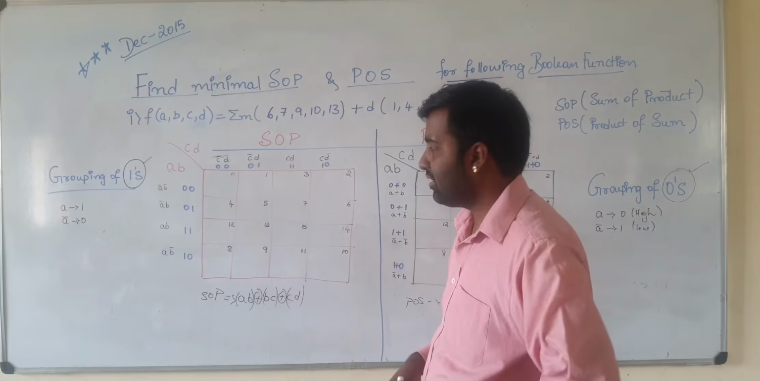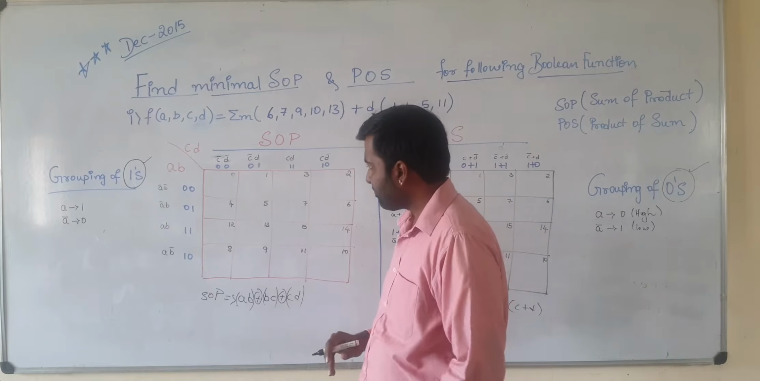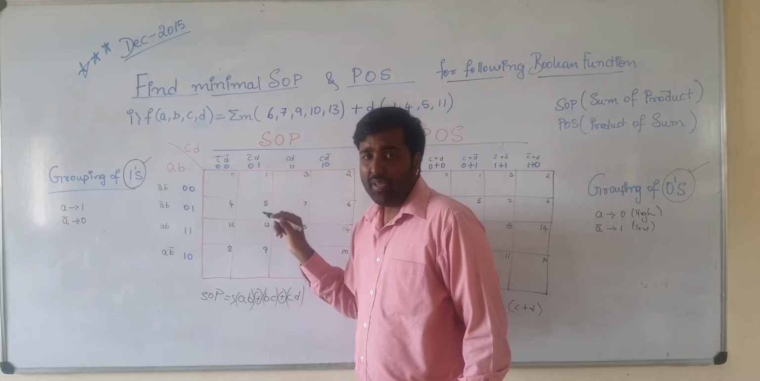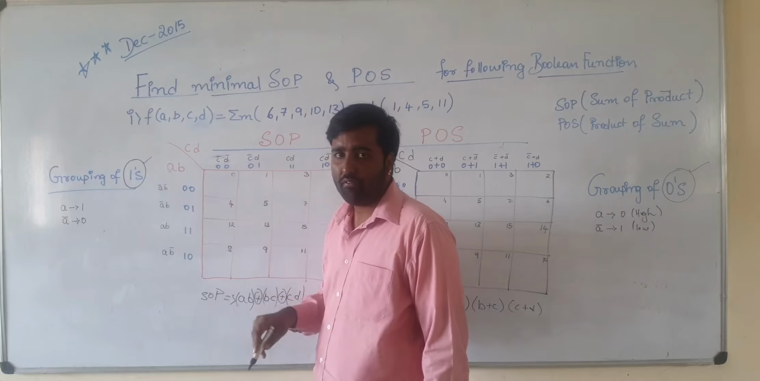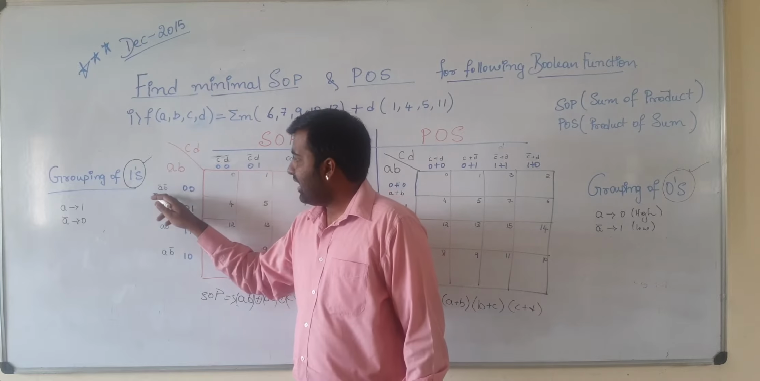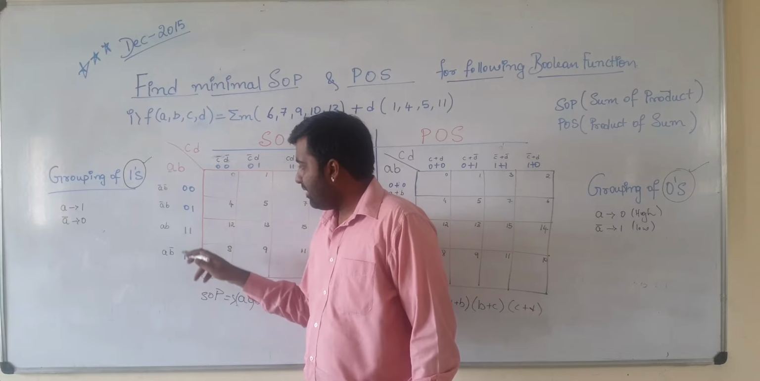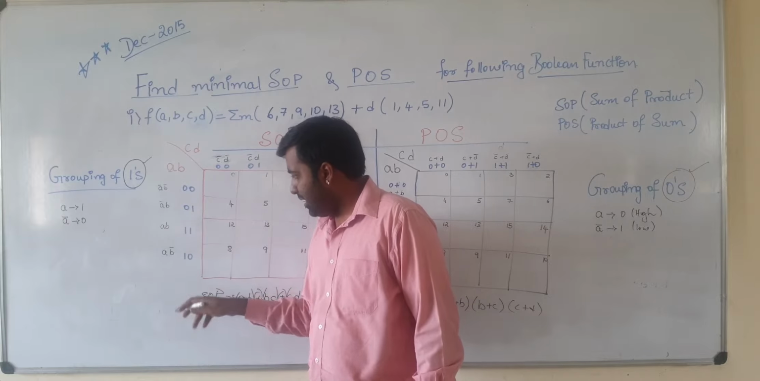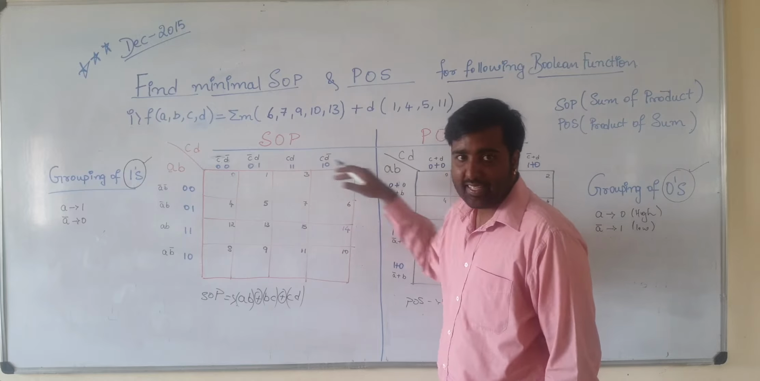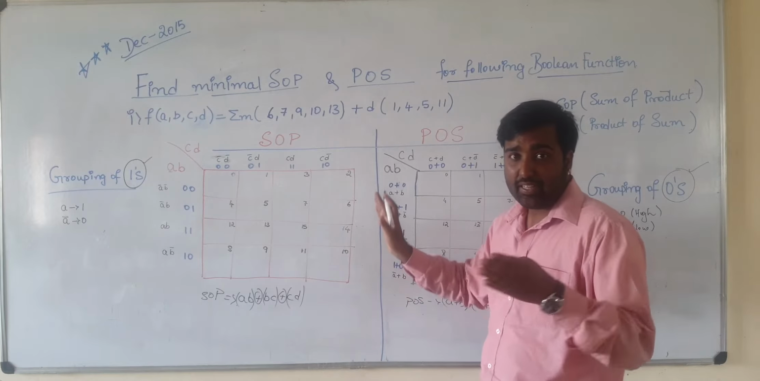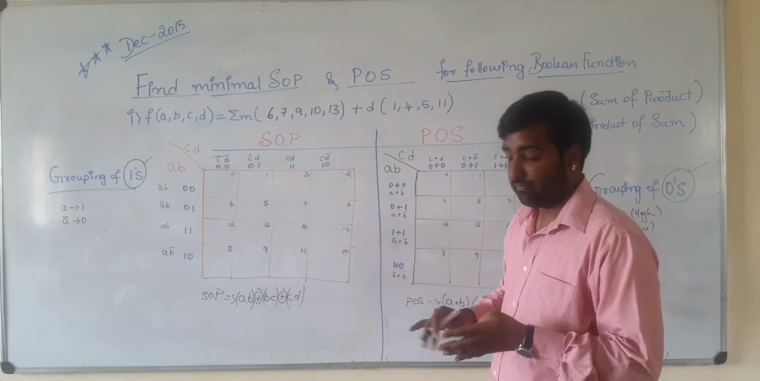Now come back to the third difference I was telling. We will take 0 0, 0 1, 1 0 and 1 1. 0 0 means A bar B bar, then A bar B, next 1 1 means AB, and here A B bar. Similarly for C and D. But this is with respect to sum of products.